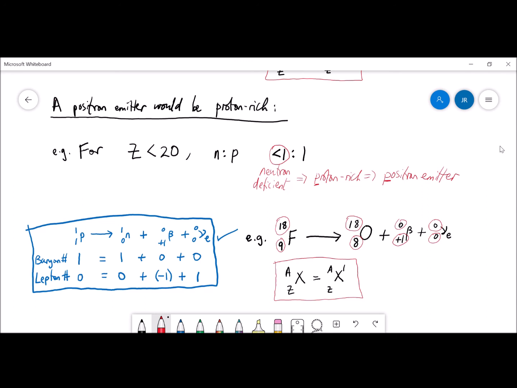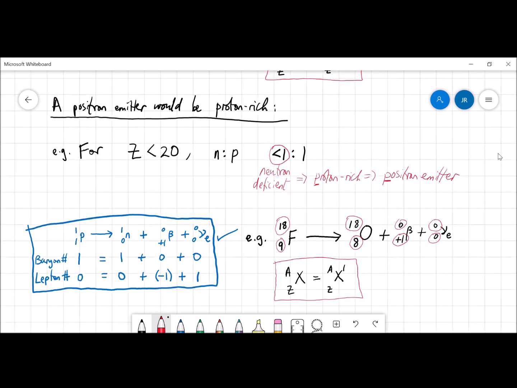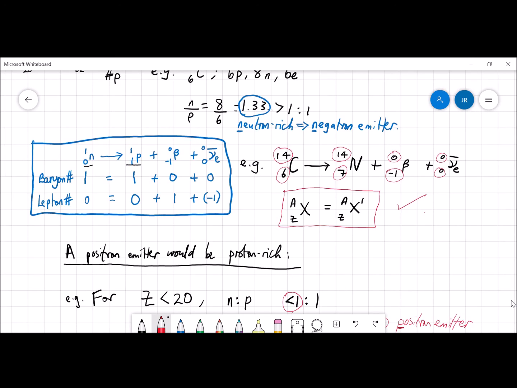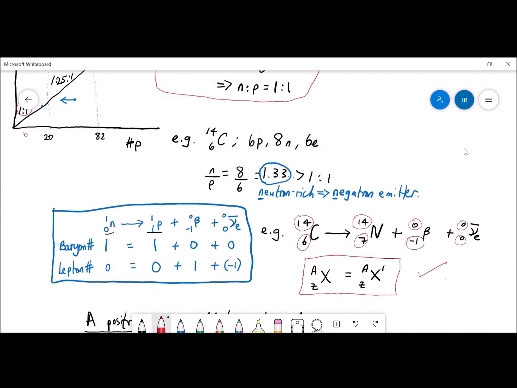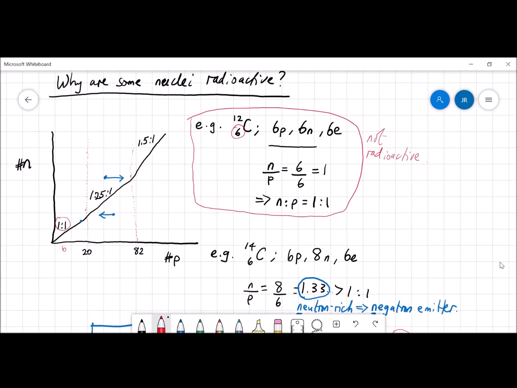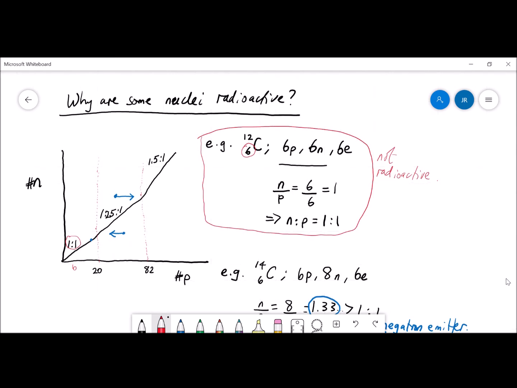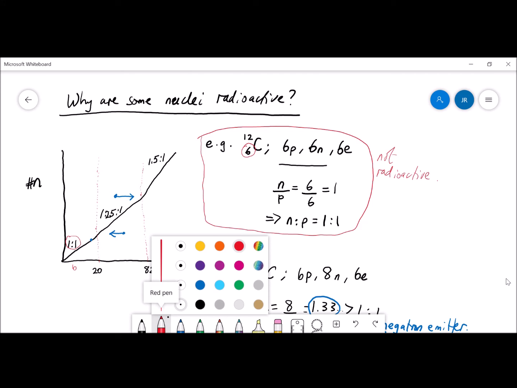Okay, so again, to conclude this video, which is still around 20 minutes, so it's still a reasonably short video, why are some nuclei radioactive? Neutron to proton ratio. Neutron to proton ratio means that they're radioactive.